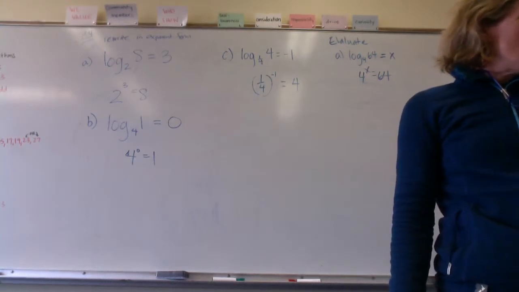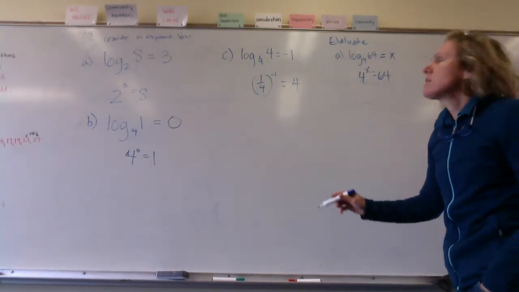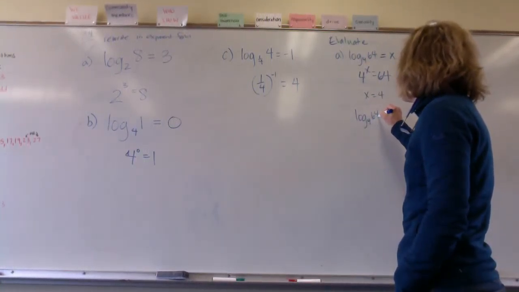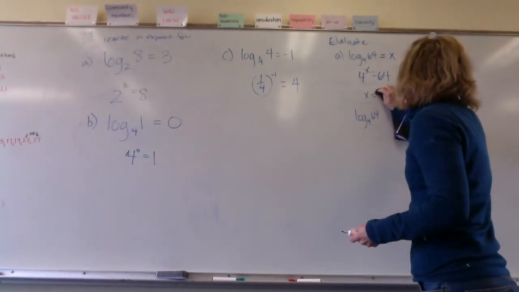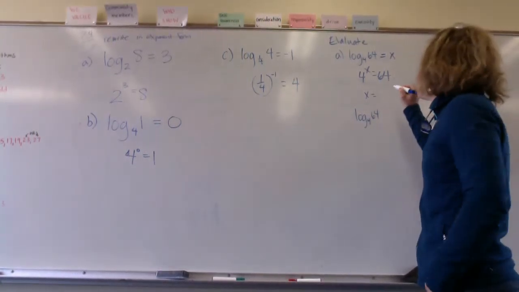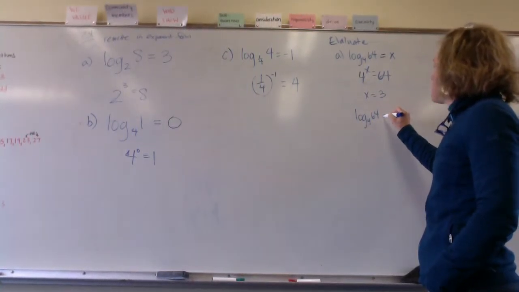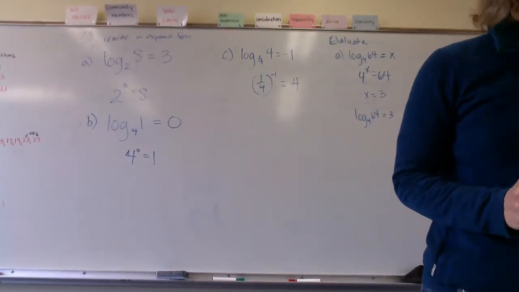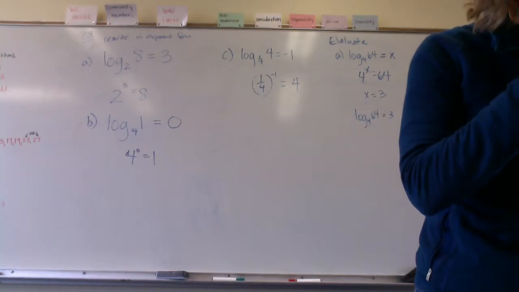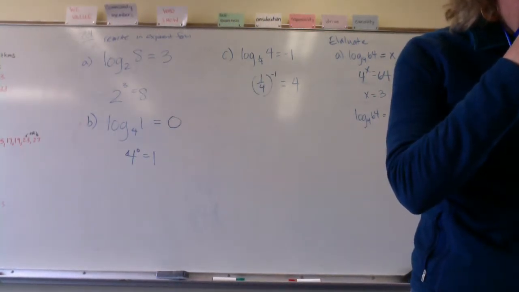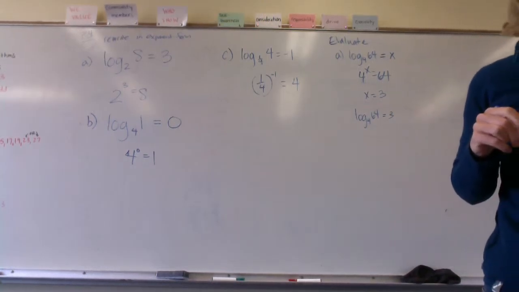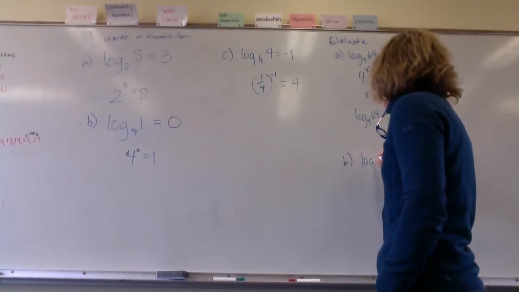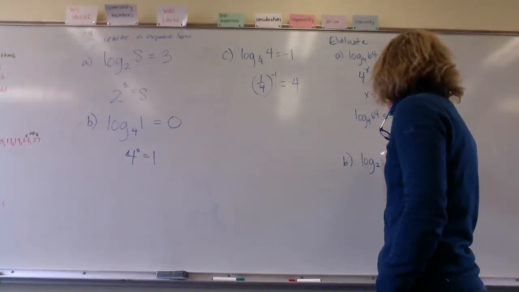And then what's the answer? 4 times 4 is 16. 16 times 4 is 64. So it's 4 to the 3rd. So x equals 3. So log base 4 of 64 is 3 because 4 cubed is 64.